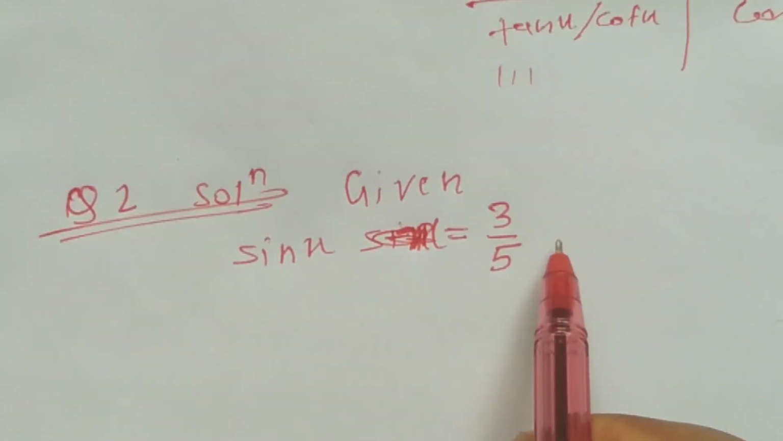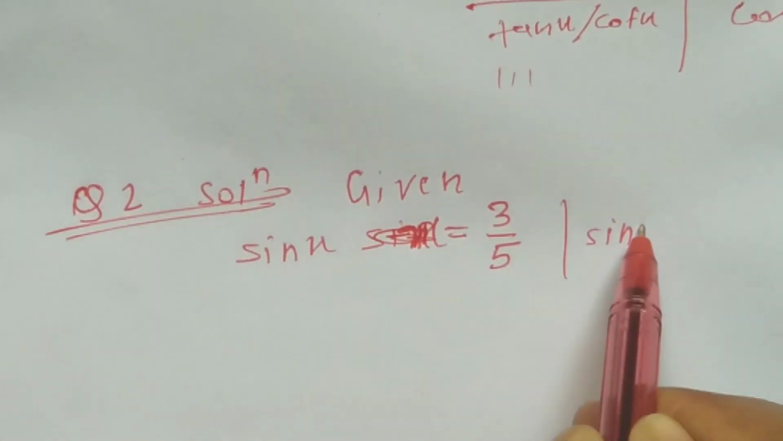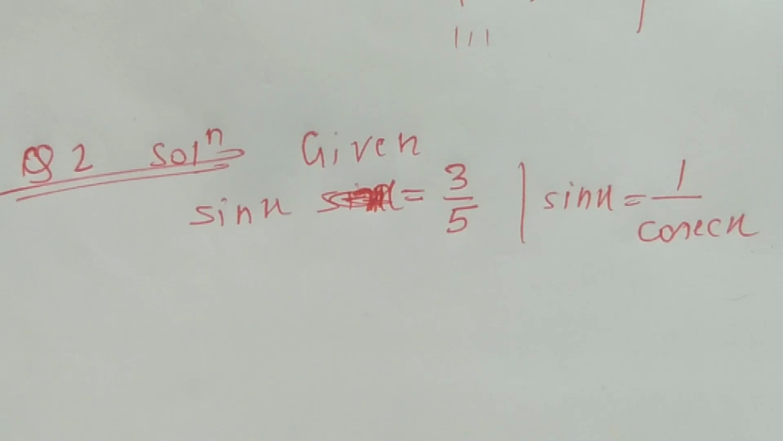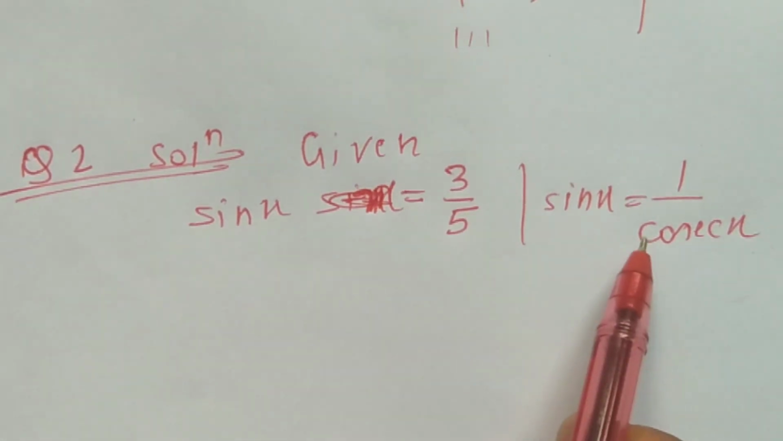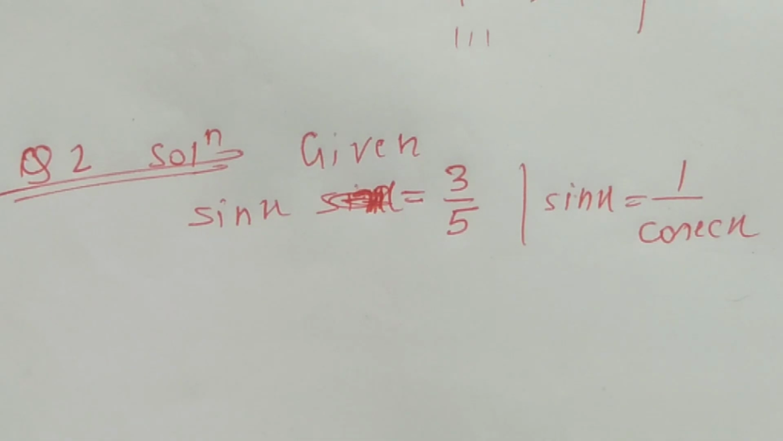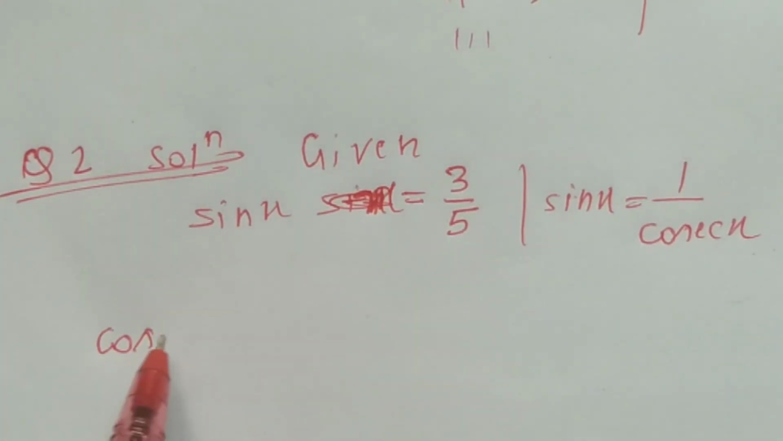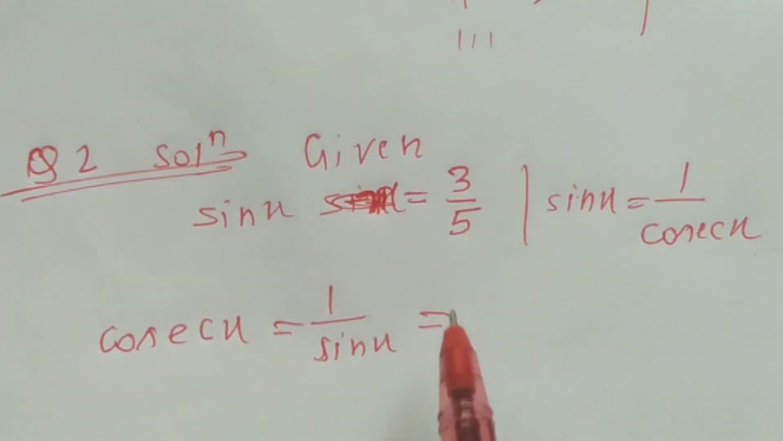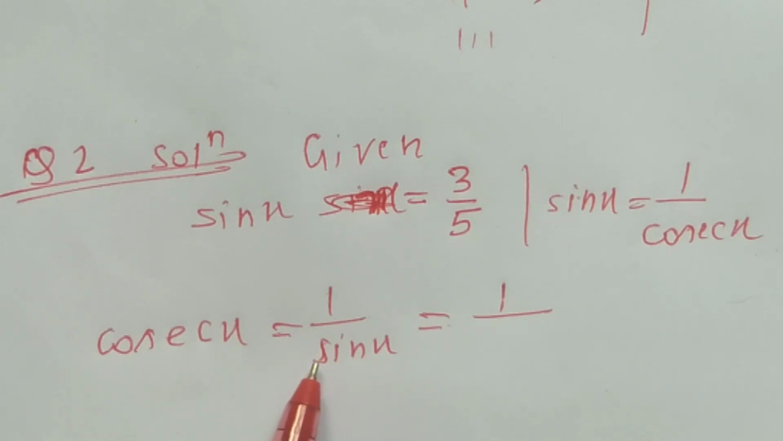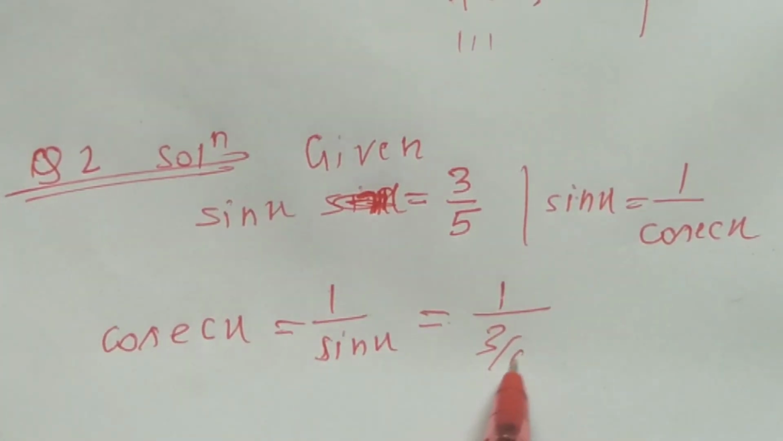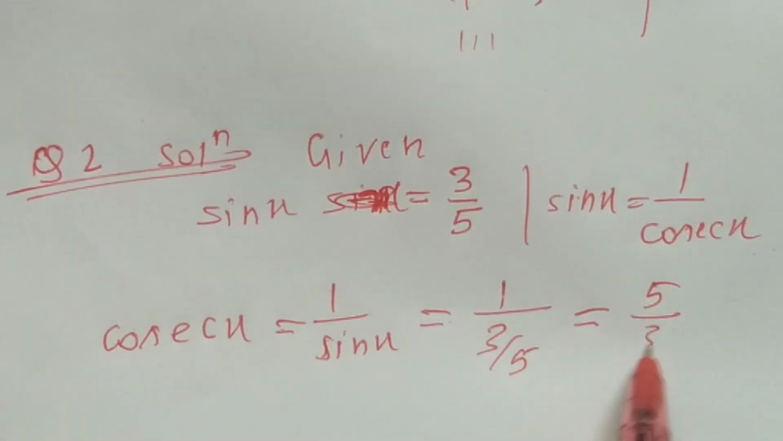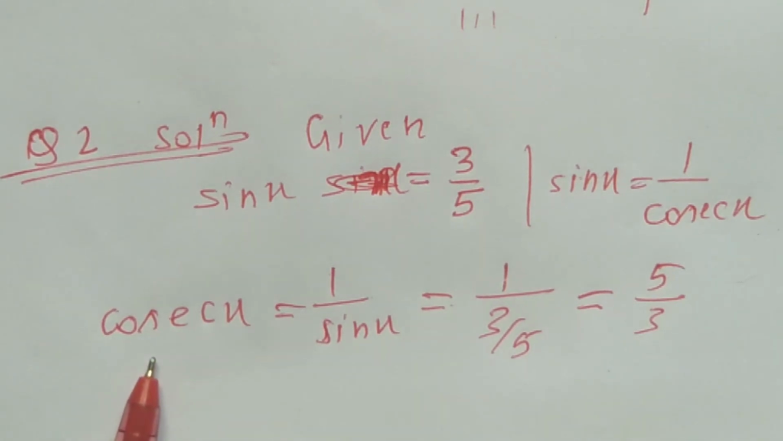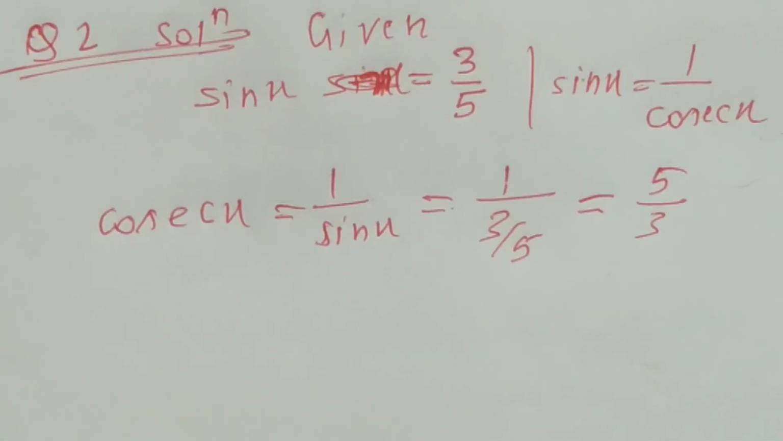As we know, sin x equal to 1 by cosec x, right? So we can write here cosec x equal to 1 by sin x. Now put the value of sin x. The value of sin x is given as 3 by 5. This equals 5 by 3. So we got the value of cosec x. It is 5 by 3.